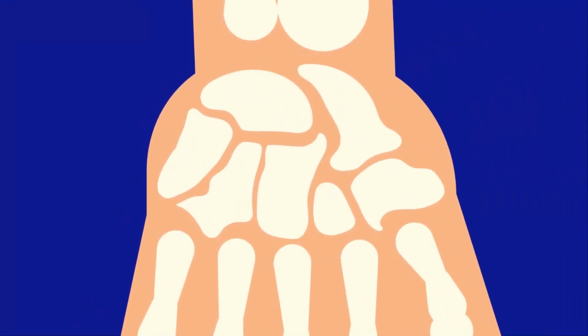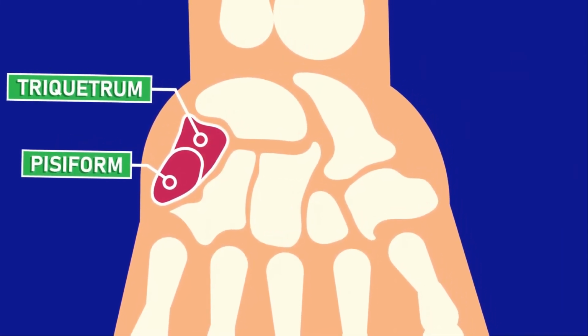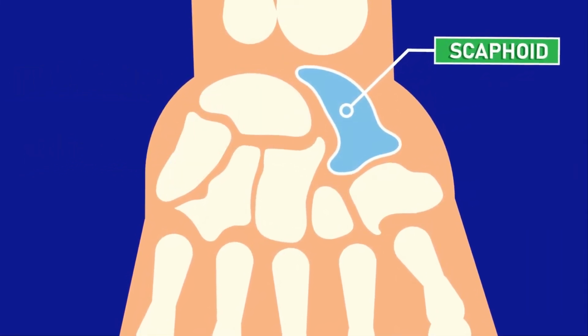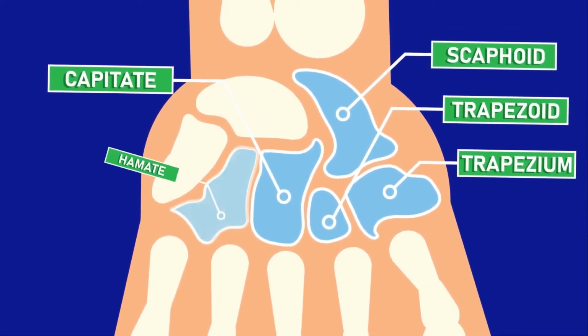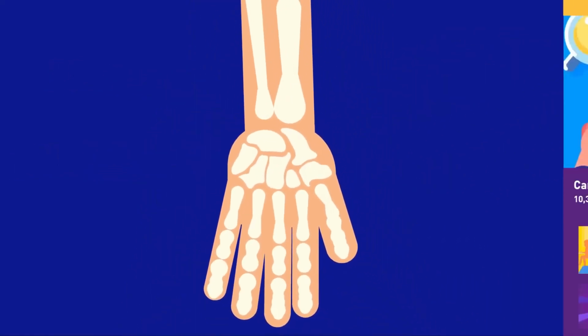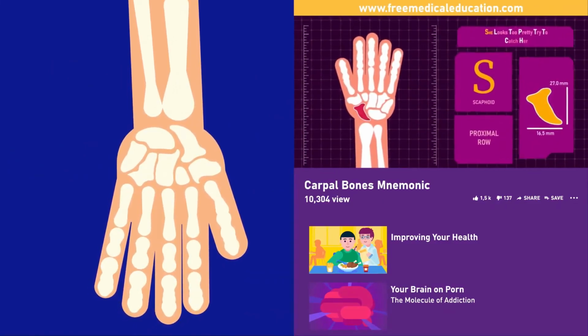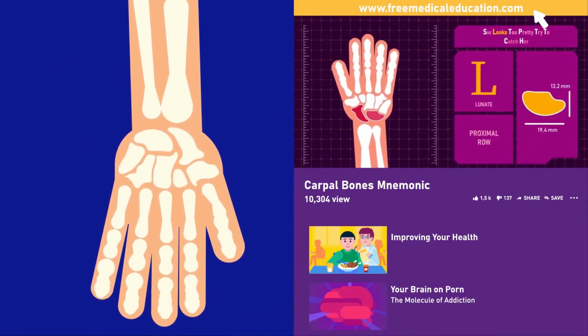The 8 carpal bones are the pisiform, triquetrum, lunate, scaphoid, trapezium, trapezoid, capitate, and hamate. We've made an interesting mnemonic video about the carpal bones somewhere in our channel. Spare half a minute to watch it.